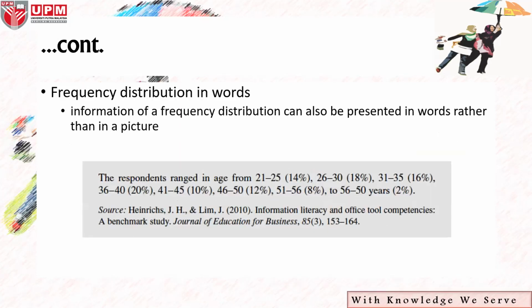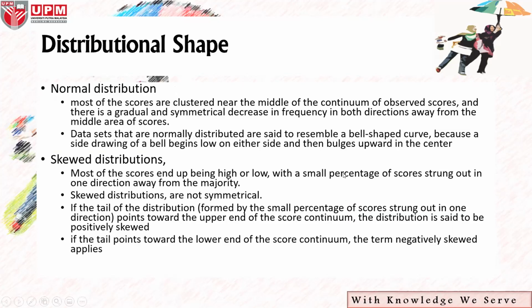Next one, frequency distribution in words. Okay, so information of a frequency distribution can also be presented in words rather than in a picture. So this is the example. The respondents range in age from blah, blah, blah. Okay, this is the example. Okay. Next one, distributional shape.